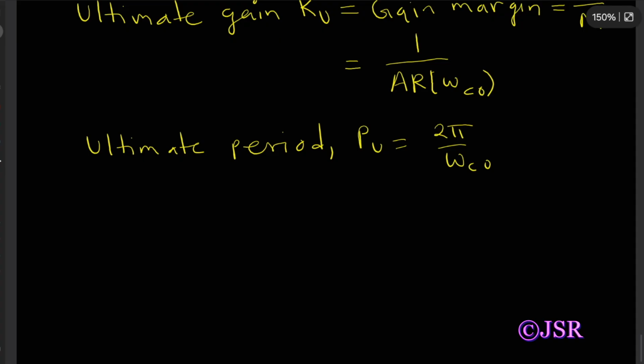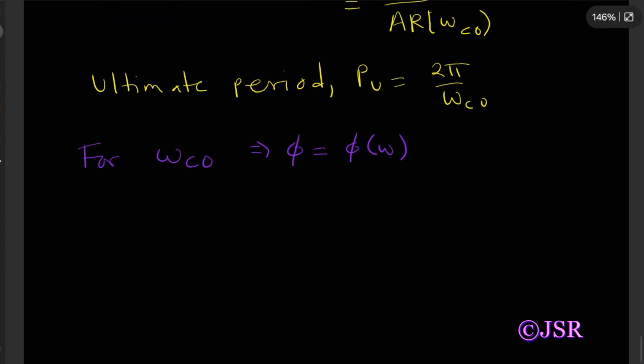So now let's find out the crossover frequency. To find the crossover frequency, we need the expression for phase shift, which is a function of omega. As we know, the phase shift is given by the argument of G of j omega, and G is the transfer function for the required open loop.